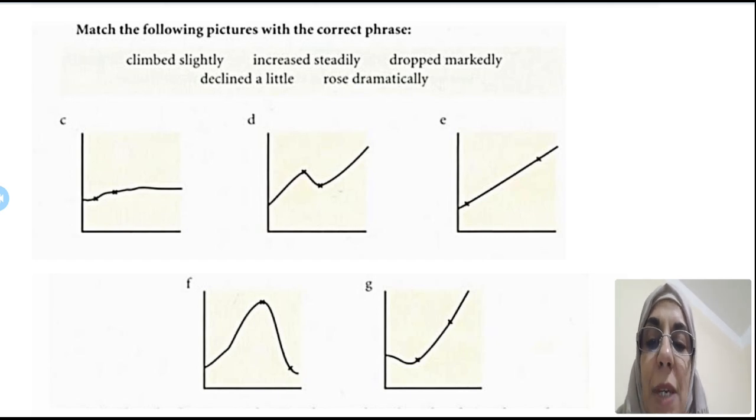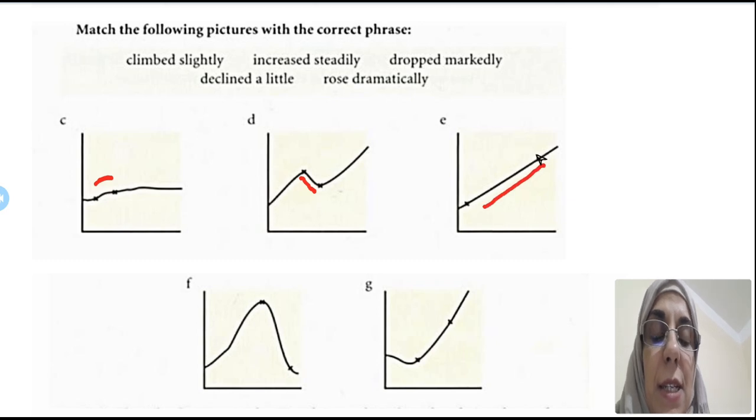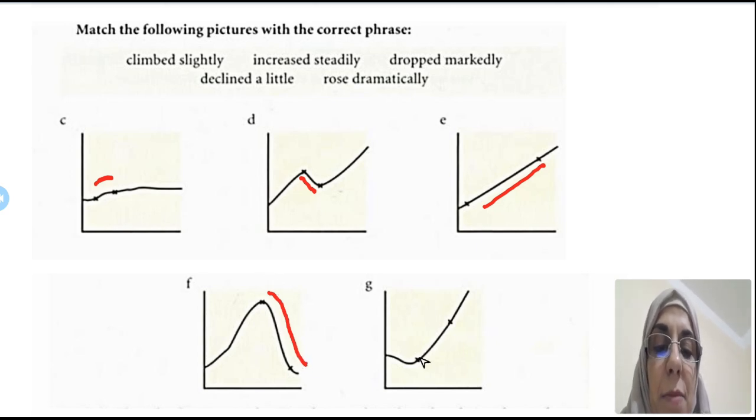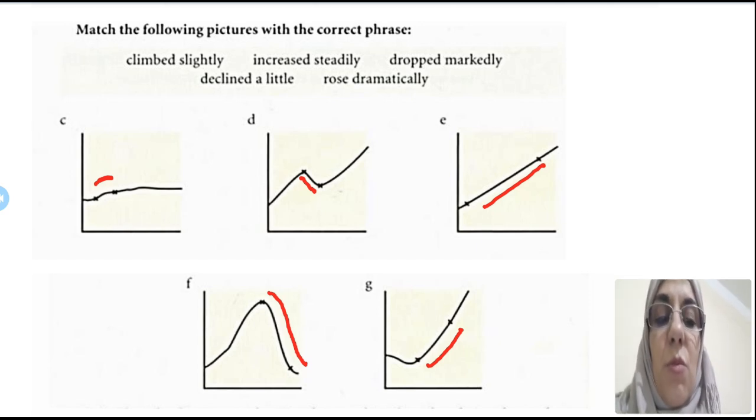So I do mean this line, starting from this point to this point, this line. Here it's this line, and here it is this line, and here it's the movement from the top to the bottom. Here it's the movement from the bottom to the top. So how are these movements?